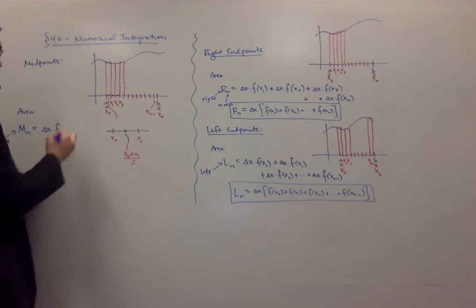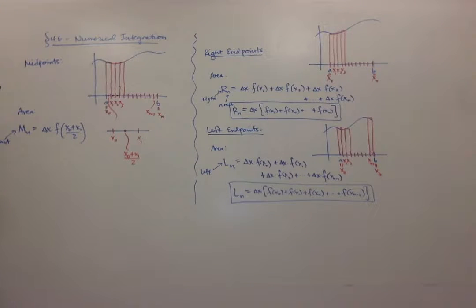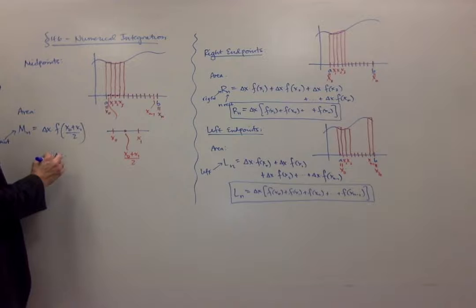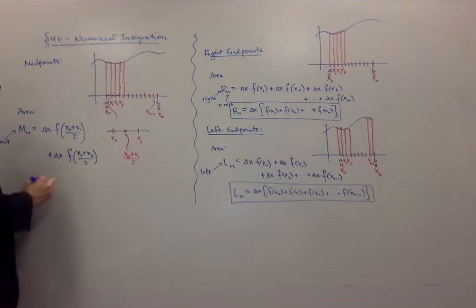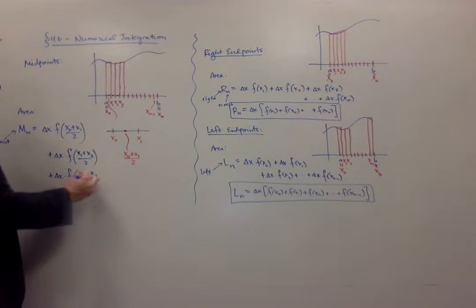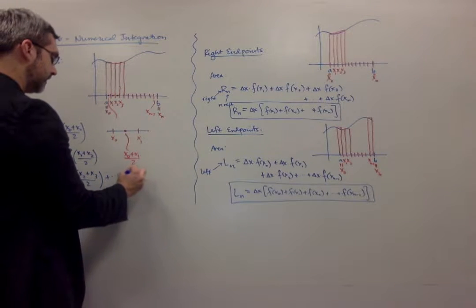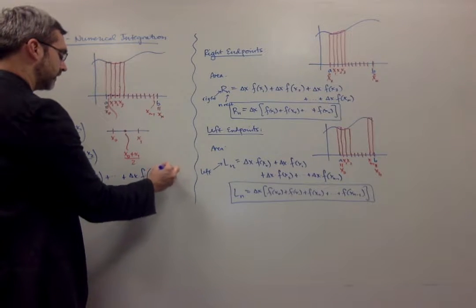Now the midpoint is halfway in between x0 and x1, so it's going to be the average of those two, f of (x0 + x1)/2. It's halfway in between those two. The second rectangle is going to have width delta x, and the height is what we're going to get when we plug in the middle point between x1 and x2. That's the average of x1 and x2. The next one is going to be what we get when we plug in the average of x2 and x3. And that's going to keep going until we hit delta x times f of the average of the last two, (x_{n-1} + x_n)/2.